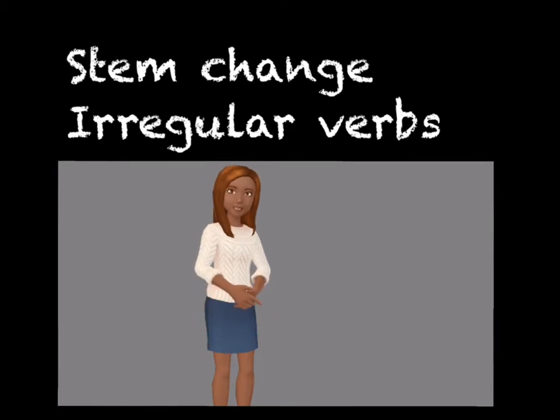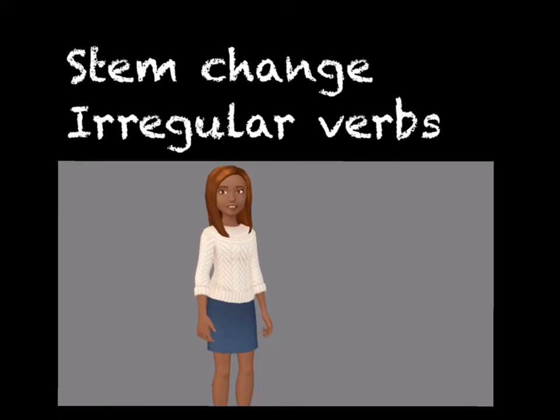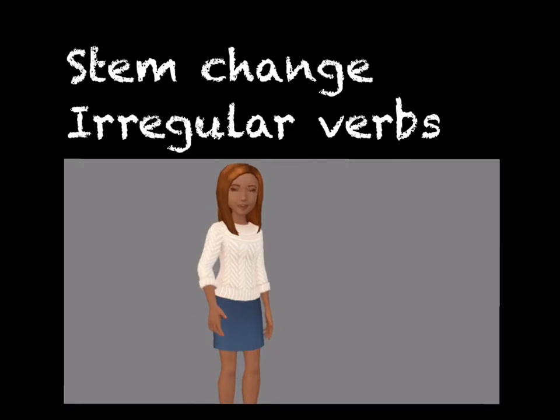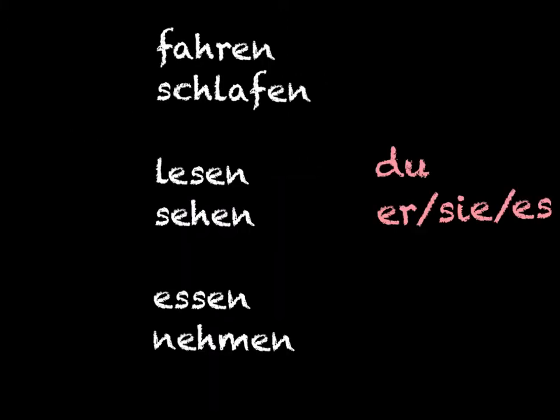Okay, if you think you've cracked the present tense, you understand the endings and how they're formed, let's have a look at some irregular stem change verbs. The verbs that we're going to look at today will become quite familiar to you. Fahren, to go, meaning something else took you there, not your feet please.